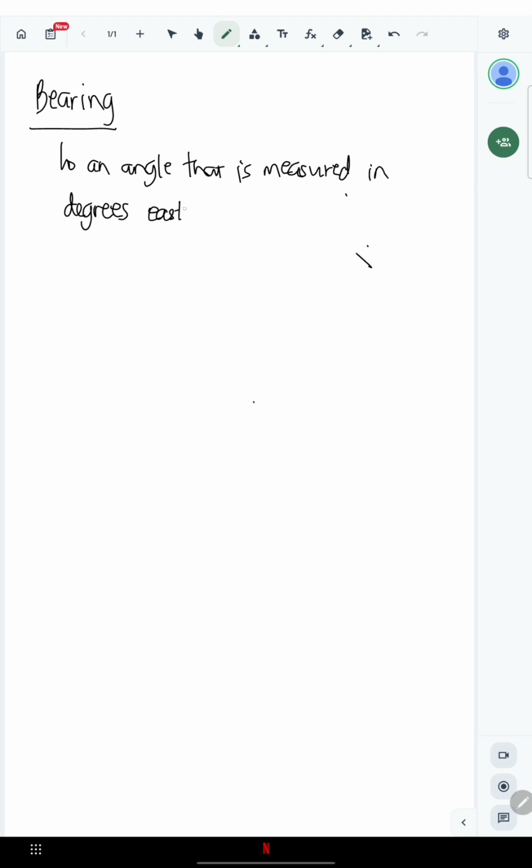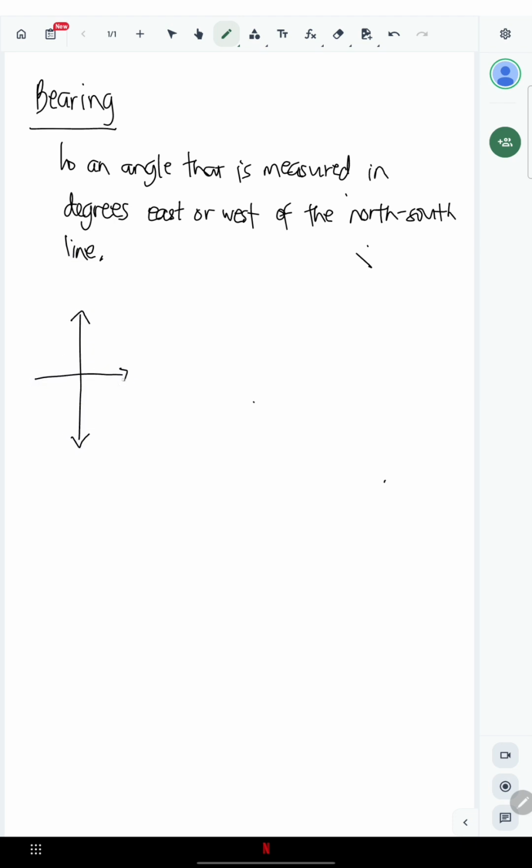east or west of the north-south line. We have these directions, so we can say that this is the north, south, the east, and the west line. Okay, so every bearing should start from the north-south line. Ito, so yan ang magiging basihan po natin in terms of the bearing.